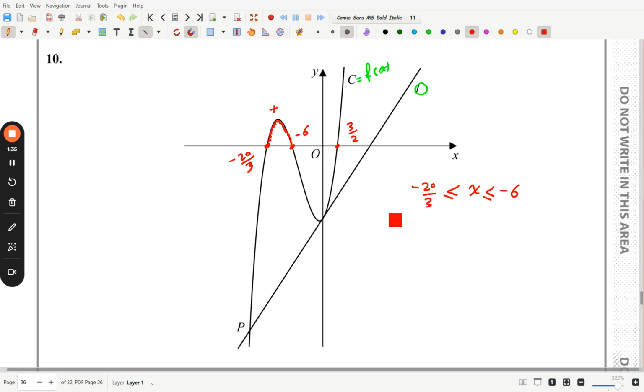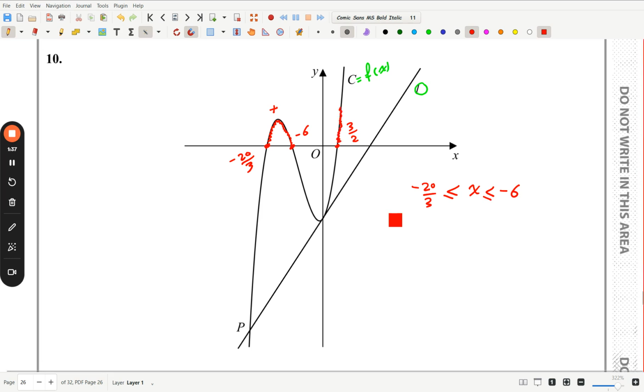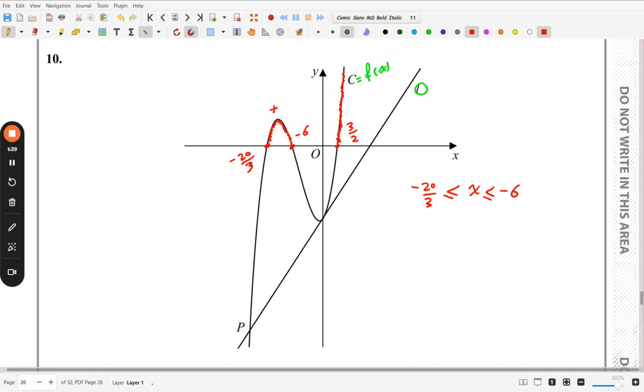The second interval here, above 3 over 2, which is above the x-axis, it means positive. So here we have x greater than or equal to 3 over 2. So this is part A.